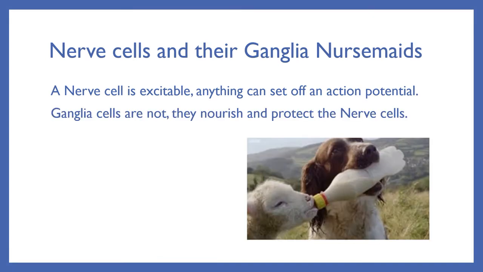This is not like your other cells, and not like your ganglia. Your ganglia cells are the nursemaids, the support for all those excitable little lambs that keep running around. All they do is they stay in one spot and they take care of and support the nerve cells.